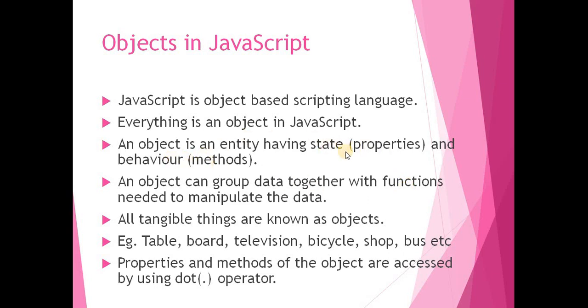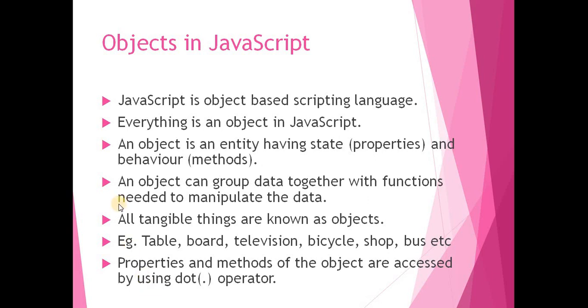Now, the properties are basically going to identify some feature of the object, some way of describing the object, and behavior, that is methods, are used for performing some actions on the objects. So you must remember, properties are used for describing the object, methods are performing some action on the object.